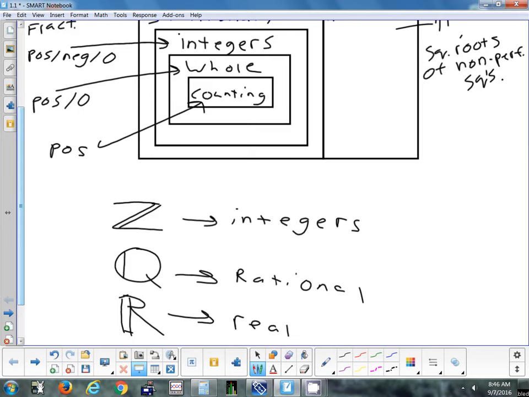I think R for real makes sense. Okay, even Q for rational kind of makes sense. If you think when you divide two things, that's a quotient. Rationals are fractions. When you divide a quotient. Z for integers, not really sure where that abbreviation comes from.